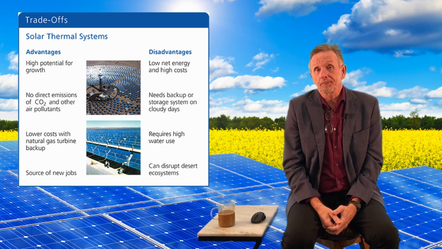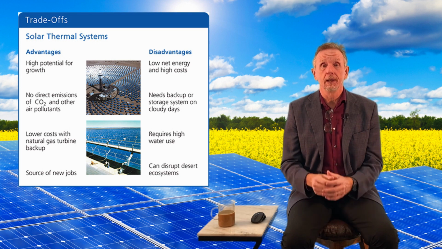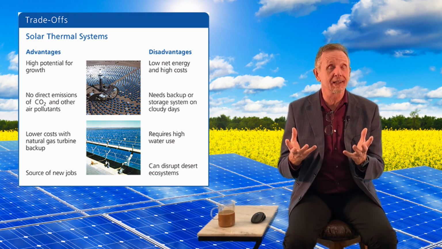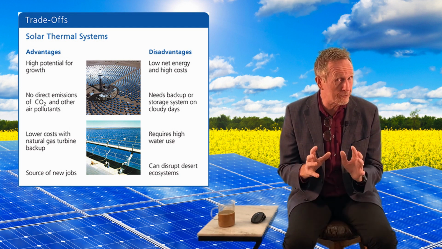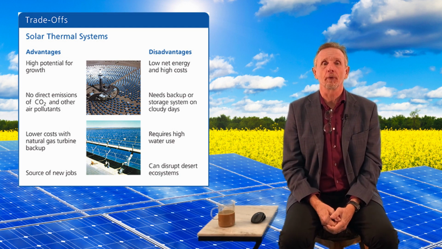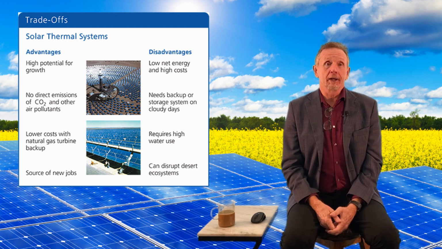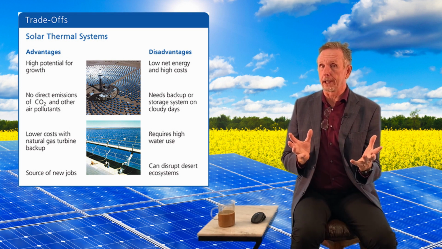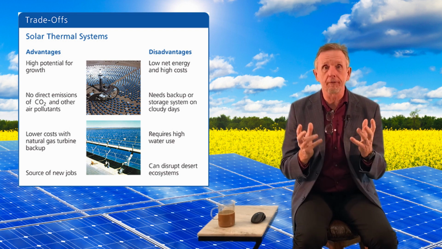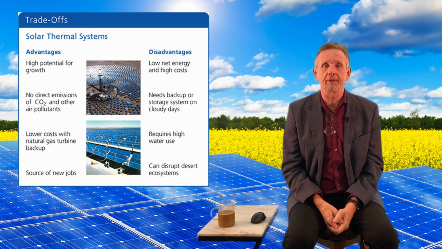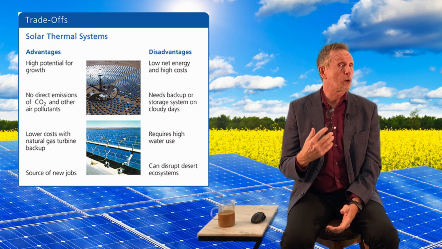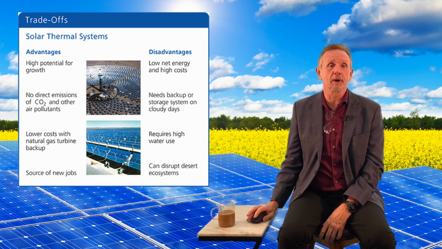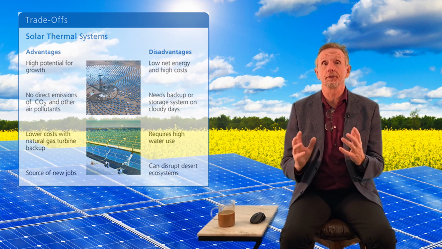Disadvantages right now, it's still a low net energy. It's high cost to build it, and we're not getting as much out of it as we are, say, with a natural gas plant. That's still in the medium variety. It needs a backup system. Obviously, if it's cloudy or at nighttime, it's not generating any electricity. So it's part of the electricity for a grid, but it's not the entire system. It requires high water use, like we talked about, and it really can be disruptive to desert systems.